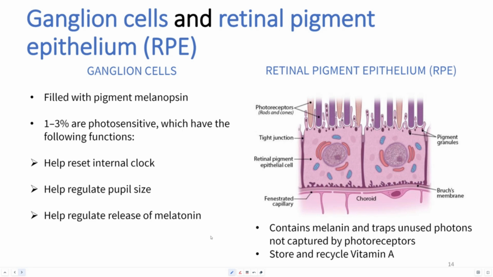The RPE, the retinal pigment epithelium, contains melanin and it helps trap any unused photons that are not captured by the photoreceptors. This is also where you have these granules of storage of vitamin A. Zooming into it, you can see that these are tight junctions. Within the RPE, we have small granules that can house the vitamin A, and they also help capture any additional photons that are not used by the photoreceptors of the rods and cones.